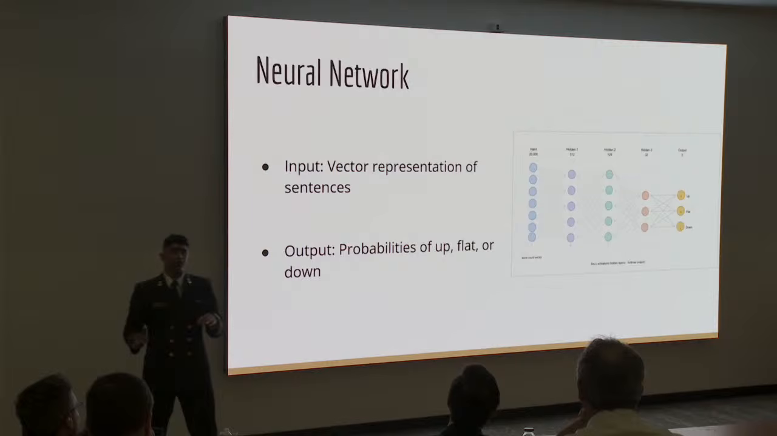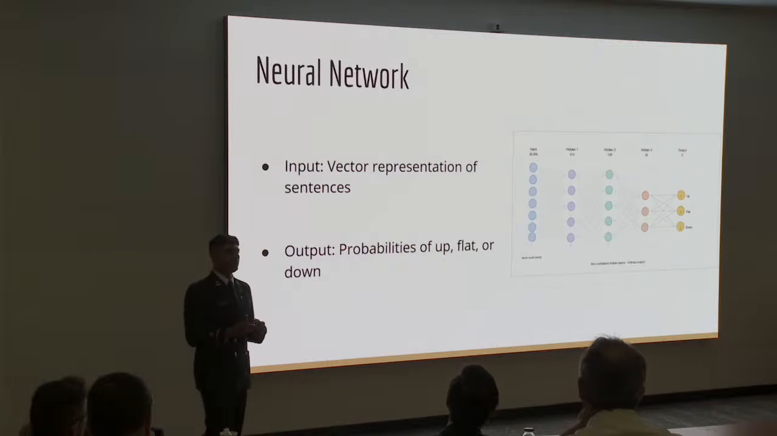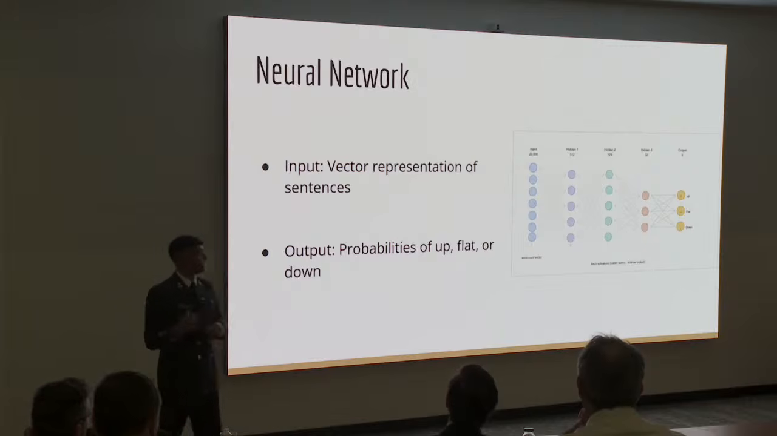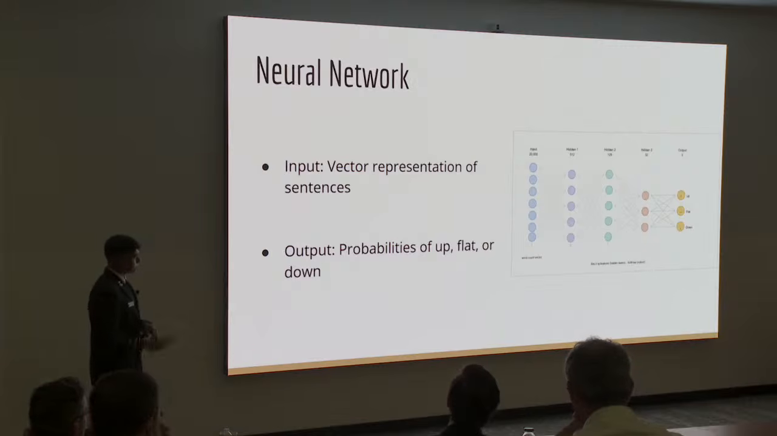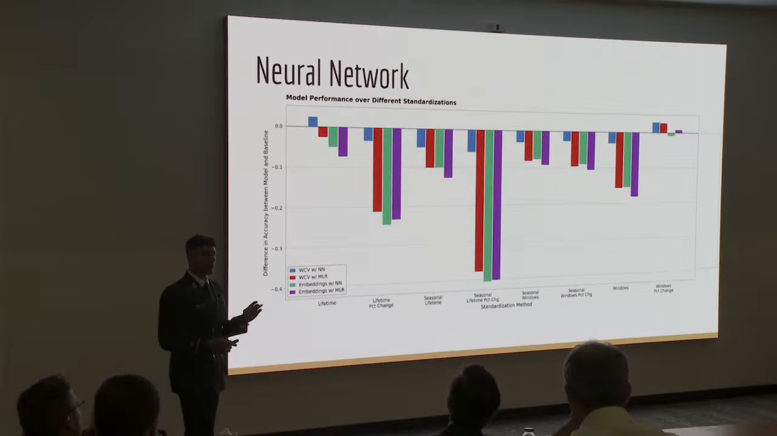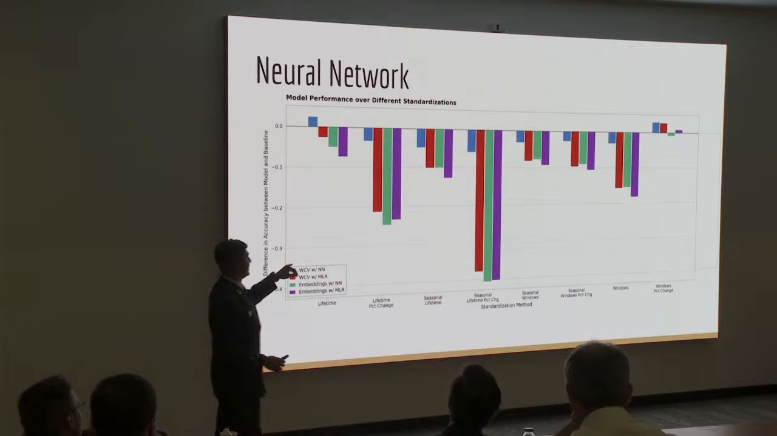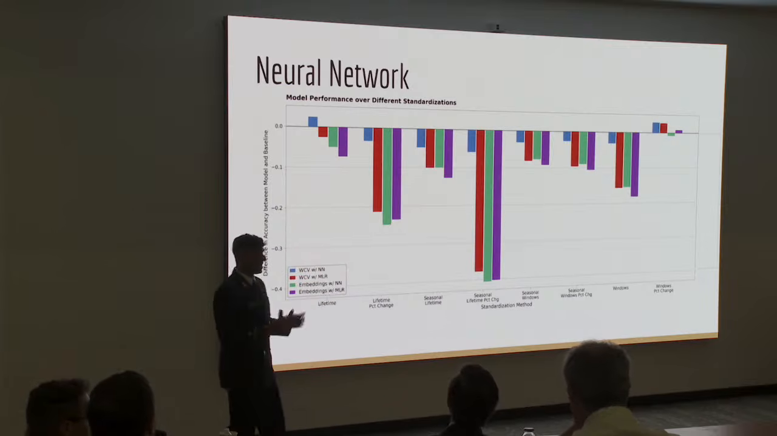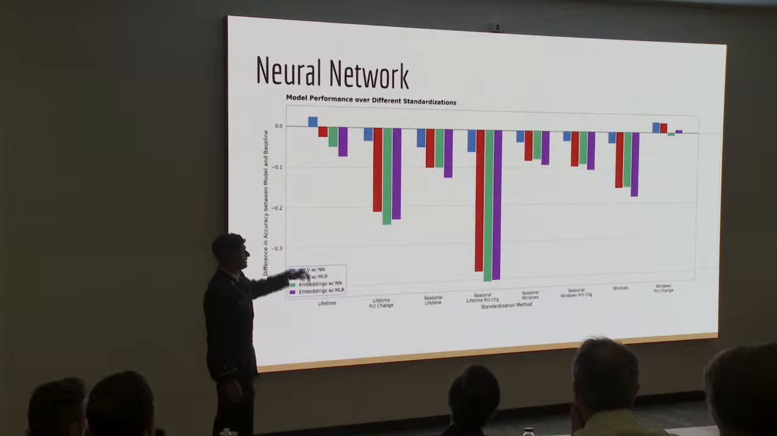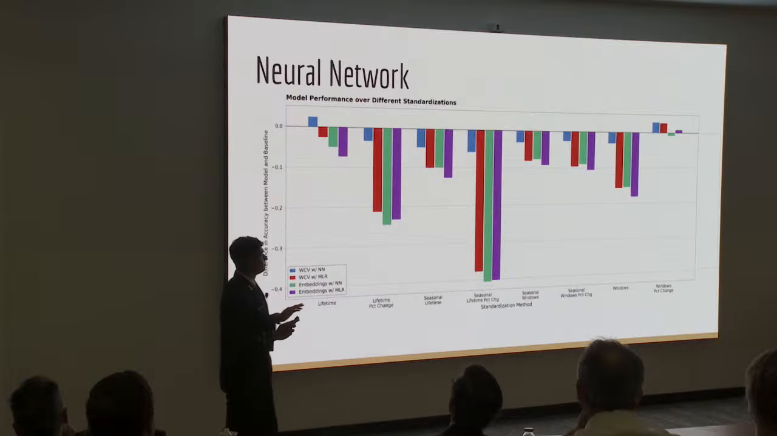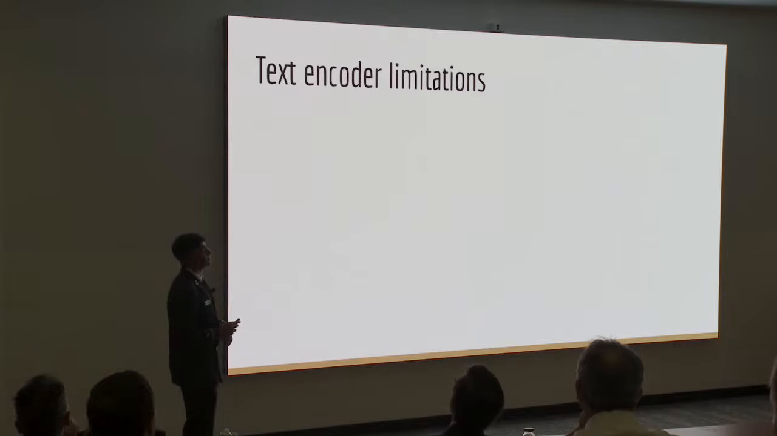And so we start with a neural network, where our input is those vector representations of sentences, and the output is a probability of up, flat, or down. Unfortunately, our accuracies were abysmal. The green and purple are the bars for when we use those embeddings, and they're all negative, just across the board, horrible. Dr. Chambers and I had to regroup. We're like, well, what's the problem?